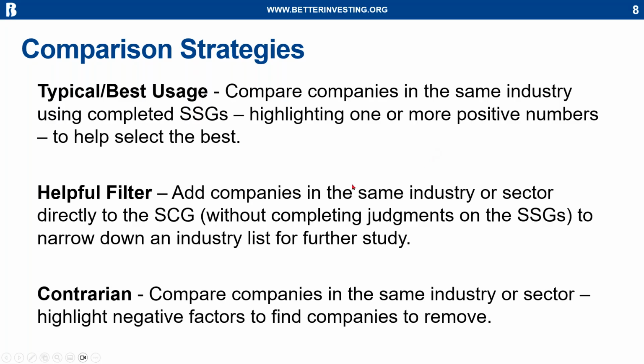And speaking of getting rid of, there's an opposite way or contrarian way of using the stock comparison guide, where you can put your companies on the table and then highlight the negative factors to find companies to remove or companies that aren't worth your time to study any further. So as we get in, and I'll show you the live demo, you'll see how it's just nice to have the information for 5 companies all together so you don't have to flip back and forth.